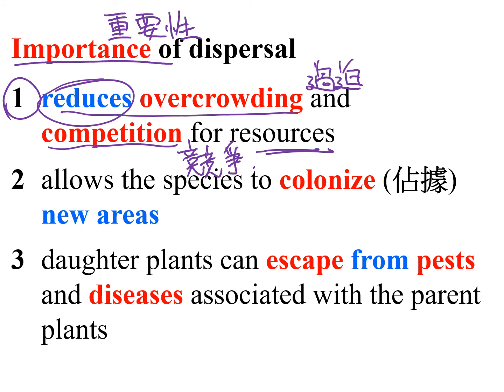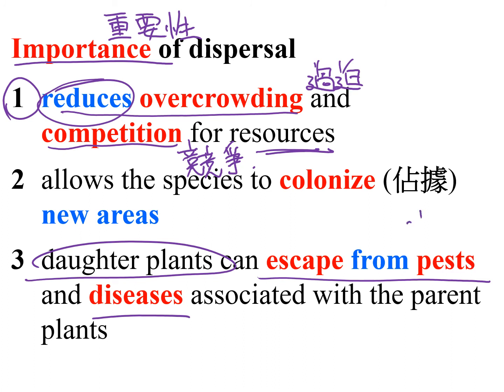So there are other reasons, such as the daughter plants, the fruit and seeds, can escape from the pests and disease. So think about the case now in Hong Kong, the Wuhan pneumonia. If you found that one of your parents or one of your family members has the disease, what do you want? Of course, you don't want to live with them, right? You want to go far away from them. You want to isolate them, right? You don't want to stay with them together. So therefore, if you are the daughter plants, you are the fruit, you are the seed, of course, you want to go far away from your parents to escape from the pests and disease from the parent plant.